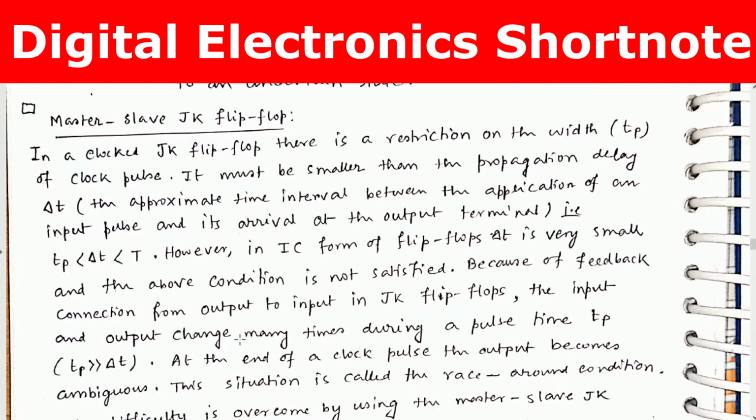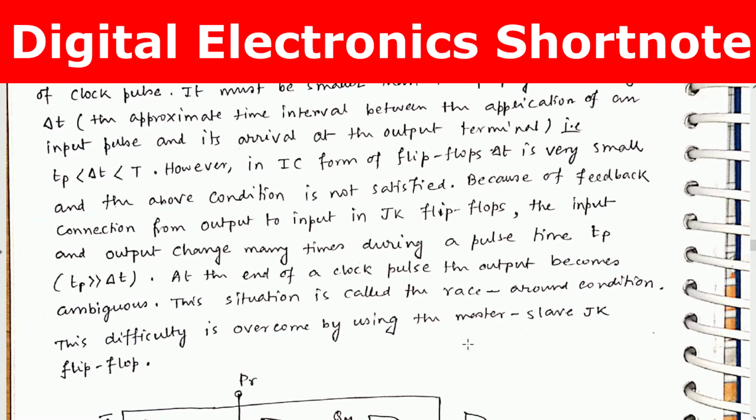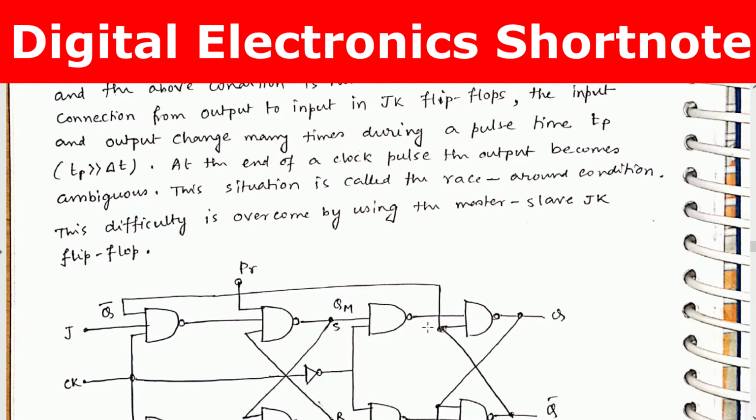Now there is the most important one, the master-slave JK flip-flop. In a clocked JK flip-flop, there is a restriction on the width TP of the clock pulse. It must be smaller than the propagation delay delta T. However, in IC form, delta T is very small, and the above condition is not satisfied because of the feedback connection from output to input in JK flip-flops. The input and output change many times during a pulse time TP. At the end of the clock pulse, the output becomes ambiguous. This situation is called the race around condition.